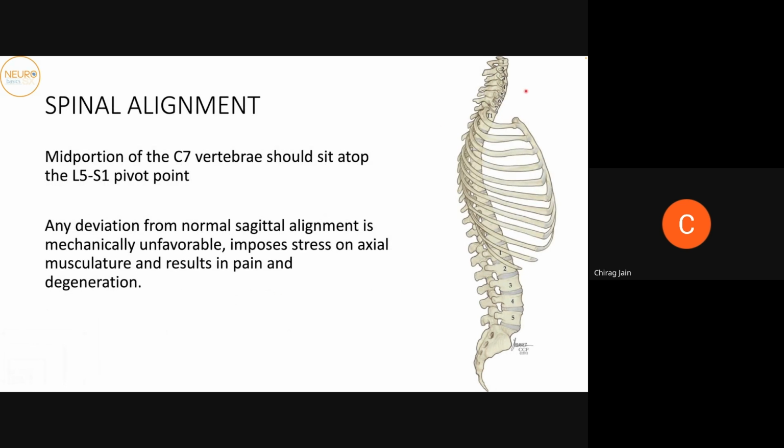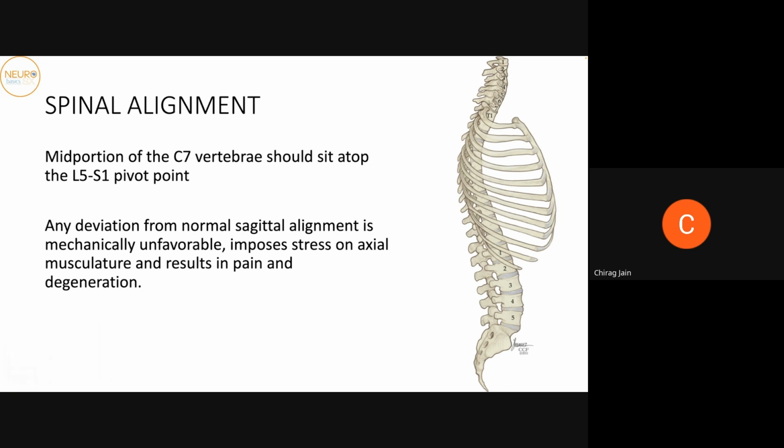Now, to understand the basic concept of spinal alignment, we have to understand that the primary curvature which exists is that of thoracic kyphosis. And then when we stand up, we develop the secondary curvatures of cervical and lumbar lordosis. And these two should basically compensate whatever is happening with thoracic kyphosis so that the spine overall is one straight structure. The basic idea is that your C7 plumb line, that is basically a line drawn from the mid portion of the C7 vertebra, should fall down and sit atop the L5S1 pivot point. The L5S1 pivot point lies at the dorsal end of the L5S1 intervertebral disc, so right over here.